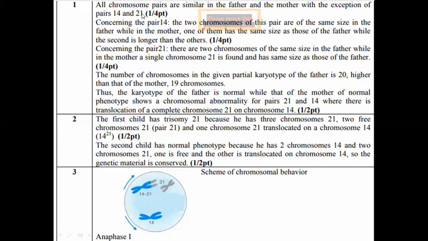So we have two chromosomes. We have chromosome number 14 and chromosome number 21. We have translocation here from chromosome 14, and it occurs during anaphase 1.